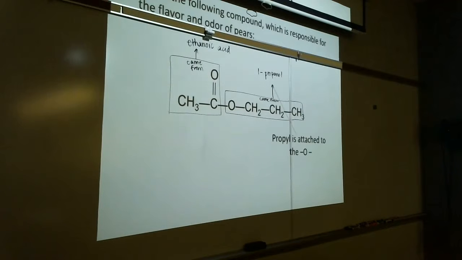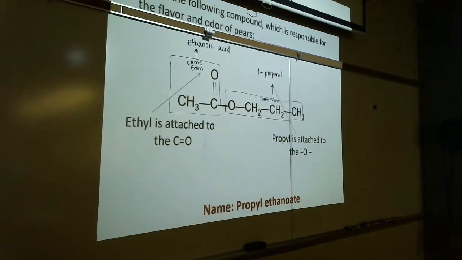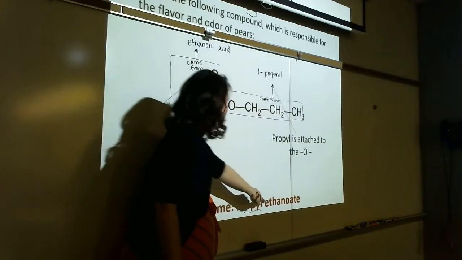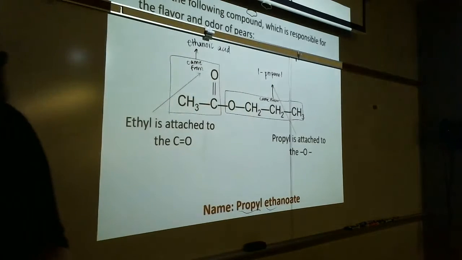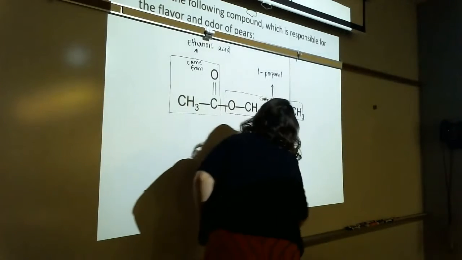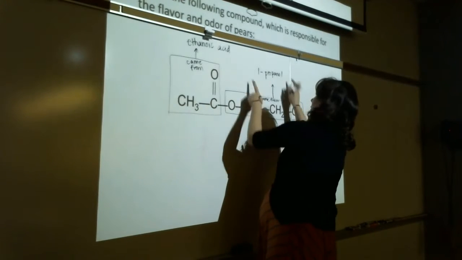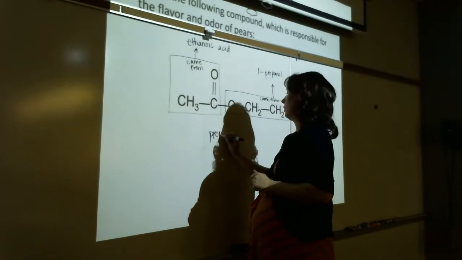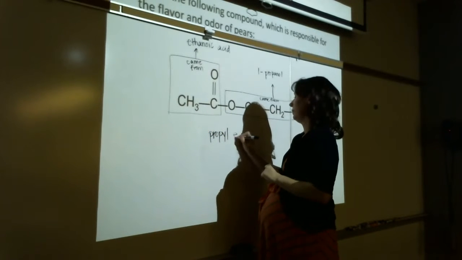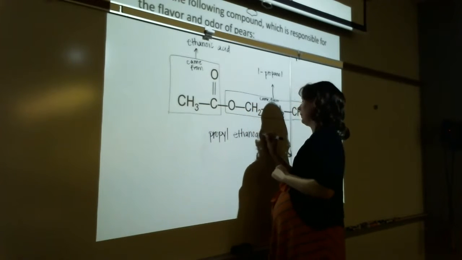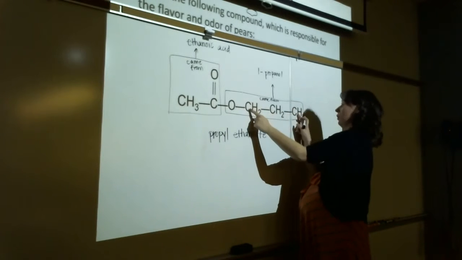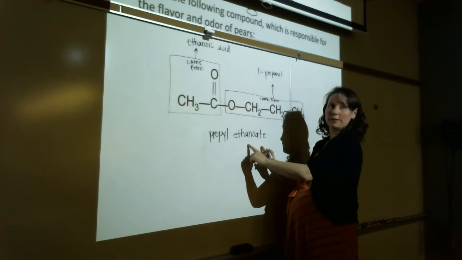Okay, so we break it down. Oops, I moved it on the screen. Propyl, ethyl, propyl, because that's from the propanol, and then ethanoate. I moved this picture so I could write on the board easier. So this is from 1 propanol, right? So it'd be propyl. And then this is the new parent chain, so to say. And then the suffix is oate. Okay, so propyl ethanoate. Does that make sense?